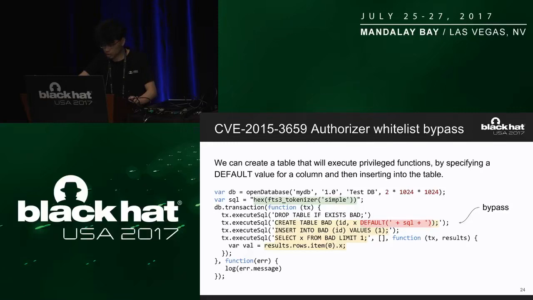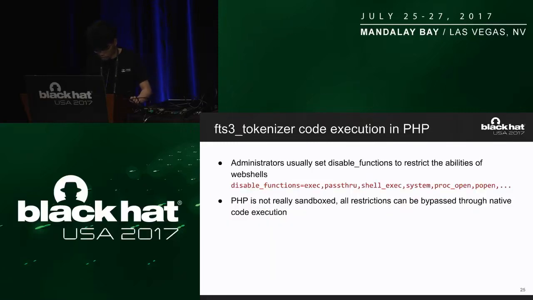Now we are going to discuss exploiting the bug in PHP. In many cases, if you have a web shell on some website, you may find the admin set disable_functions to restrict your ability for further pen testing. These disabled functions are restrictions in PHP. But if you have native code execution, then you are not in a real sandbox. You can get a shell by exploiting the bug in SQLite.